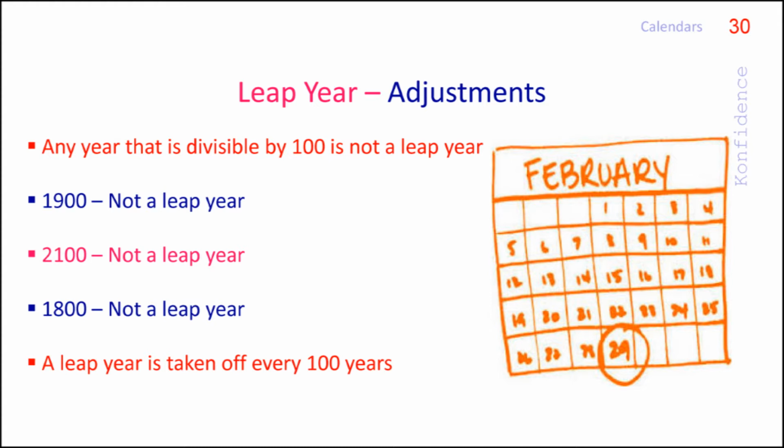Is that all? Are we finished with the adjustments? No. As we now know, every 100 years there will be a leap year taken away from the calendar. So, that year will have only 365 days. Still, the adjustment of Earth's revolution is not complete.